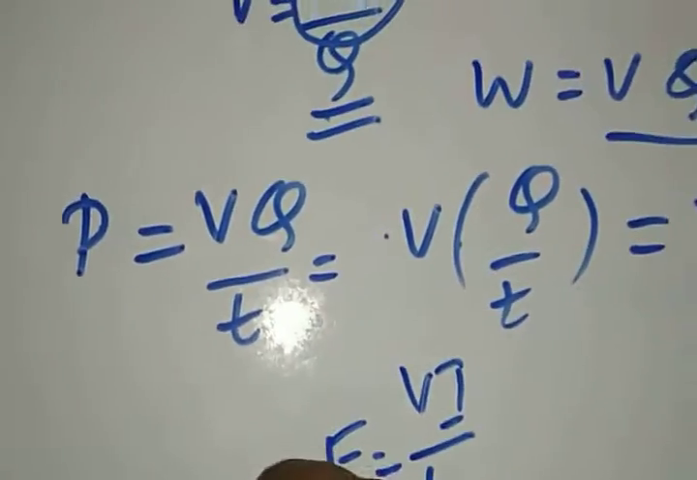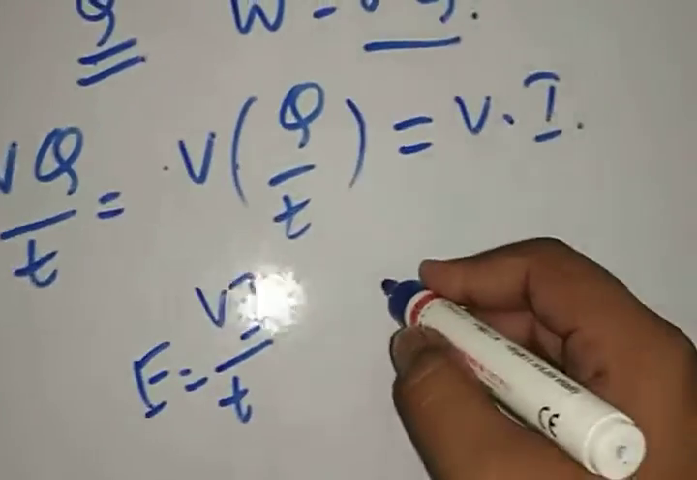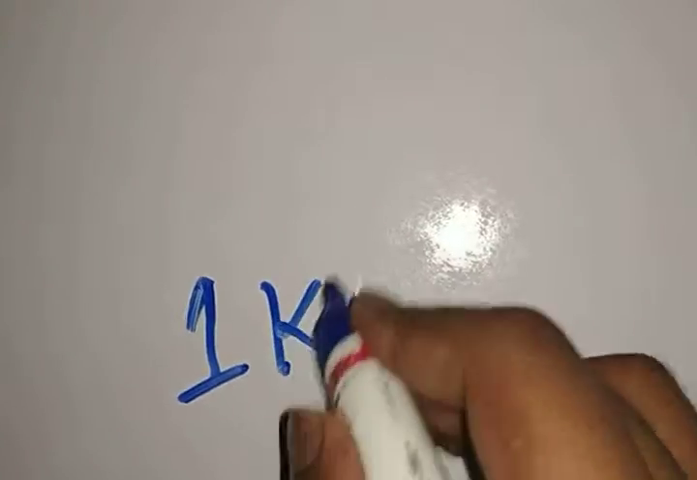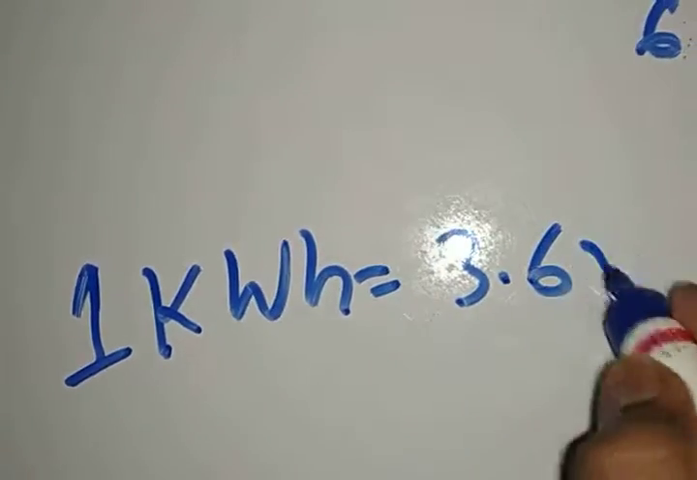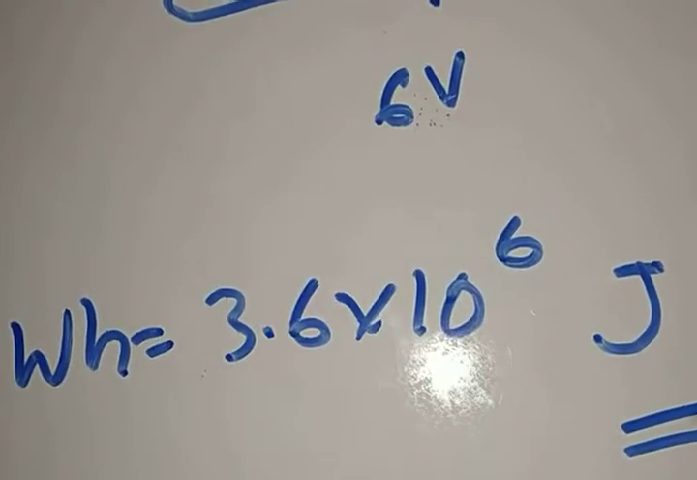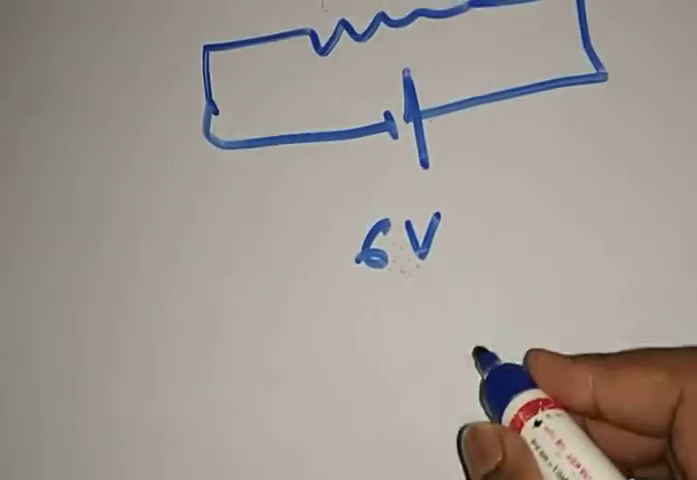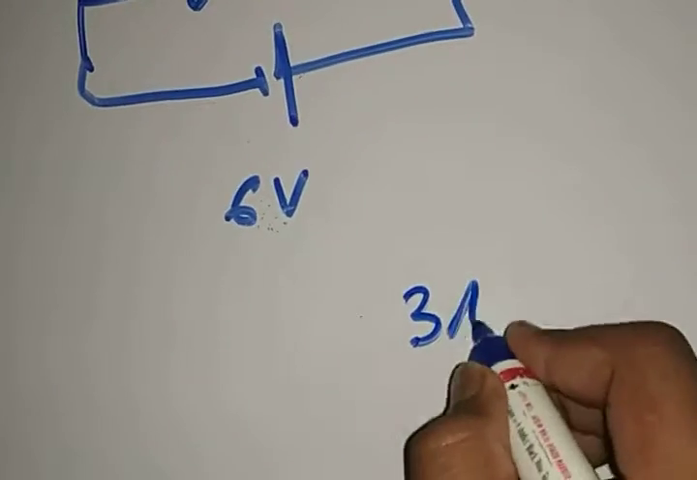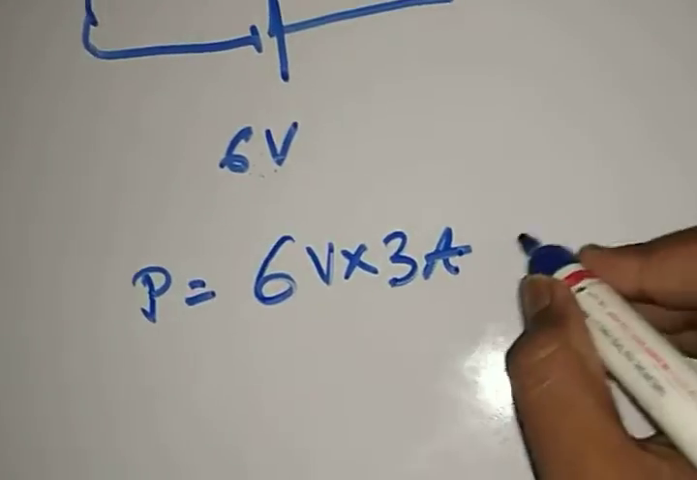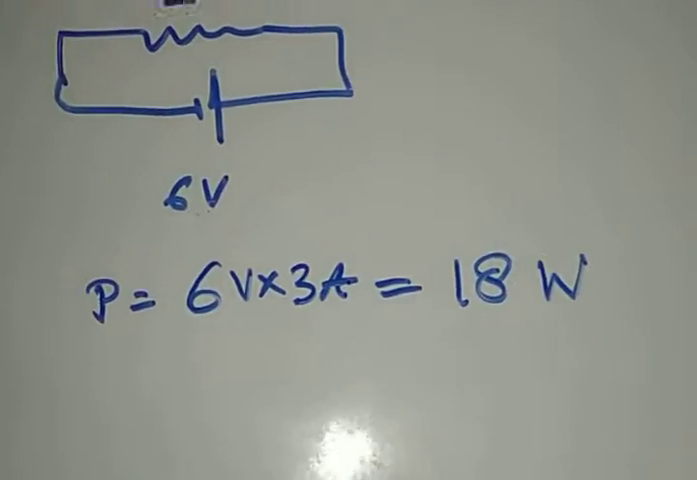And we usually have questions on power and energy, and the commercial unit of energy is kilowatt hour. You should remember 1 kilowatt hour is equal to 3.6 into 10 to the power 6 joules. We have learnt it in class 9, so there's nothing to be discussed. Now what is the current flowing? It's 3 ampere. So the power is 6 volts into 3 ampere. It's 18 watt.